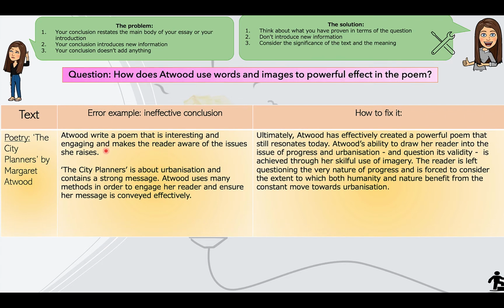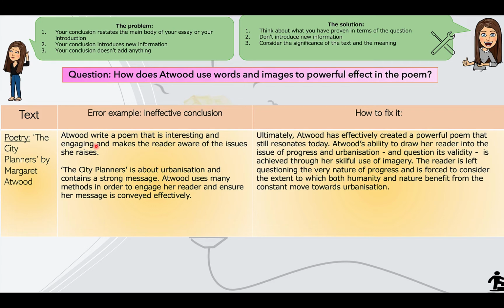So our first error example. "Atwood writes a poem that is interesting and engaging and makes the reader aware of the issue she raises." Now, this is an example of something that doesn't really add anything. Atwood writes a poem that's interesting and engaging. That's not really anything significant, and that could actually link to any question on any poem really.